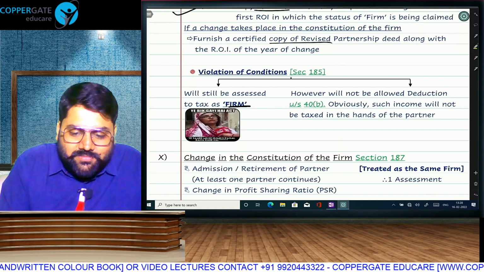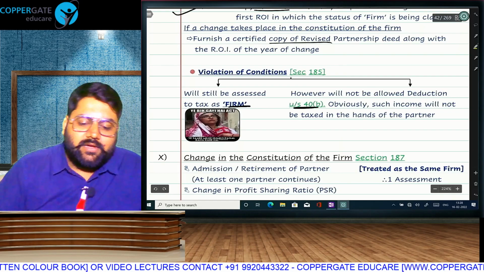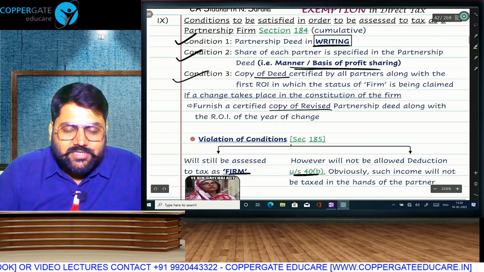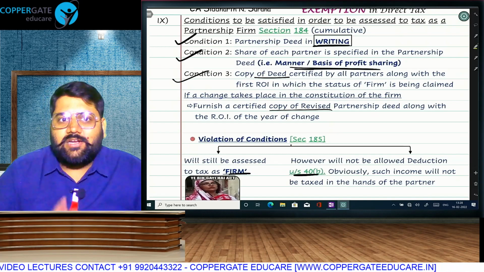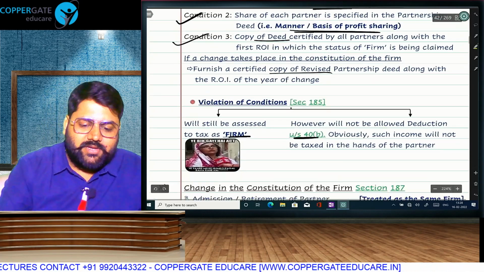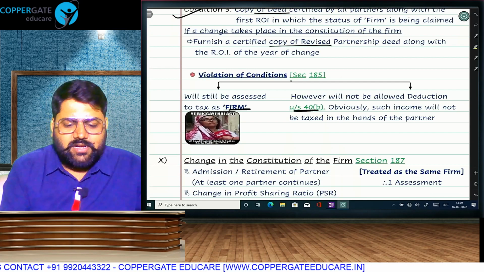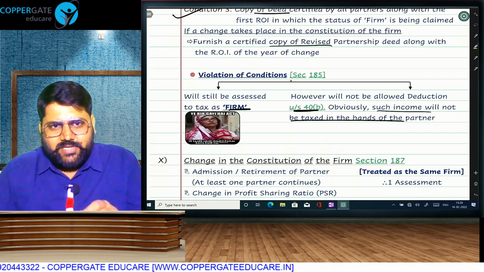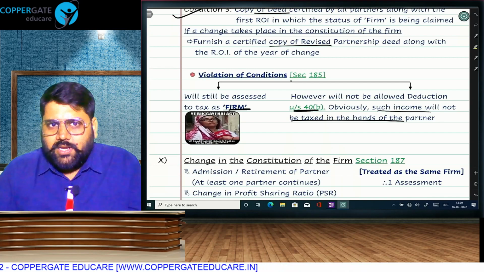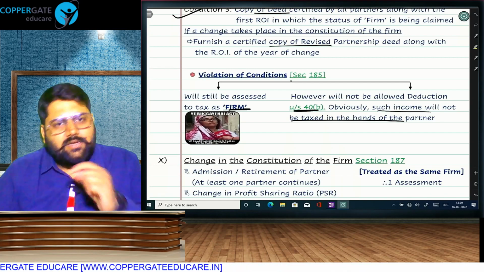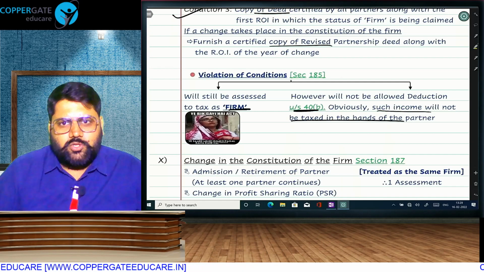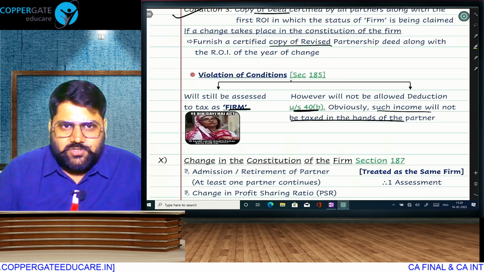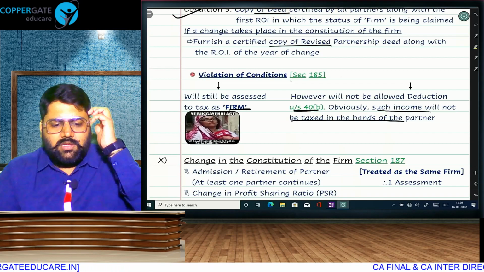You are still a firm, but you will not get deduction under 40B. That means, in other words, if you fulfill these three conditions, then only you get 40B deduction. Otherwise, you will not get 40B deduction. And of course, if the firm is not getting deduction, then nothing will be taxable in the hands of the partner, because we have already studied that the partner will pay tax only on the amount which has been deducted for the firm. So if the firm is not getting 40B deduction, the partner will not pay tax on any amount.